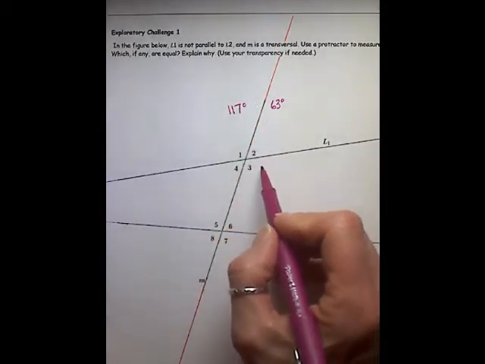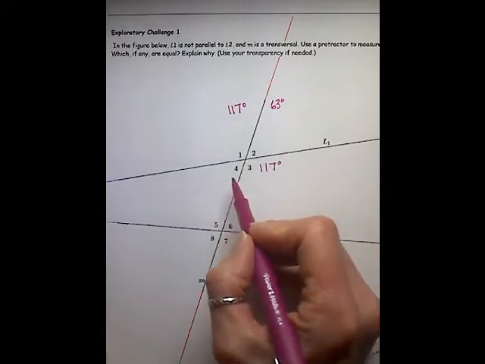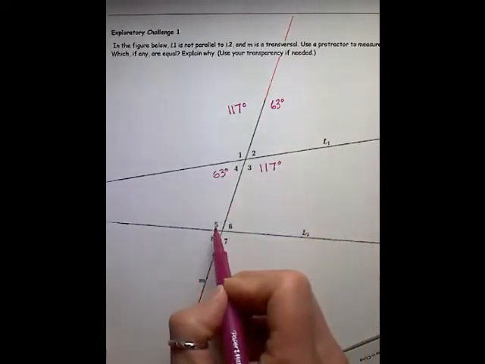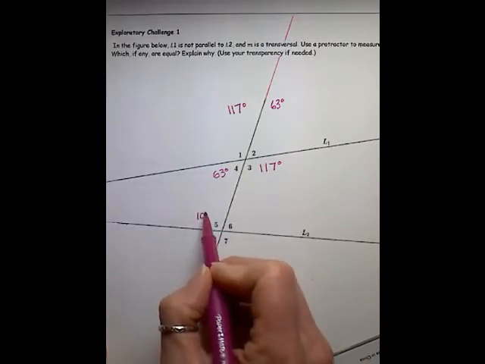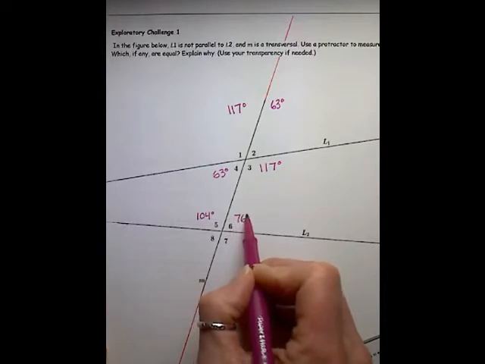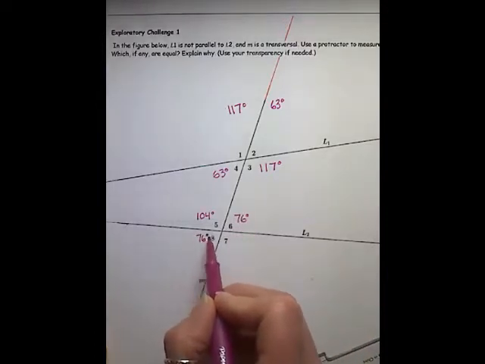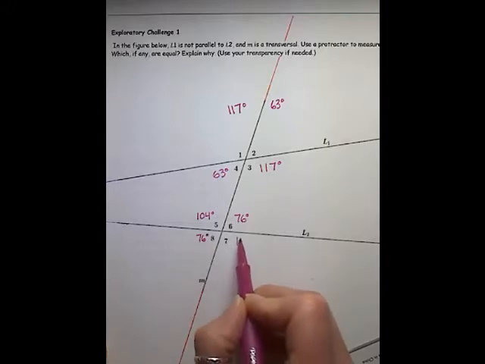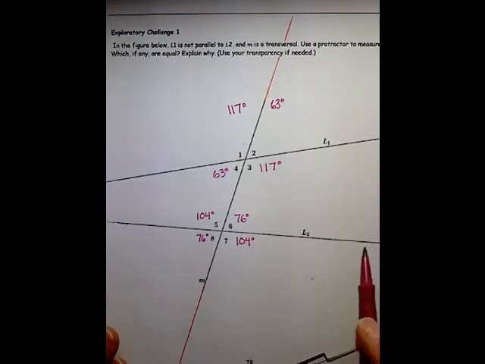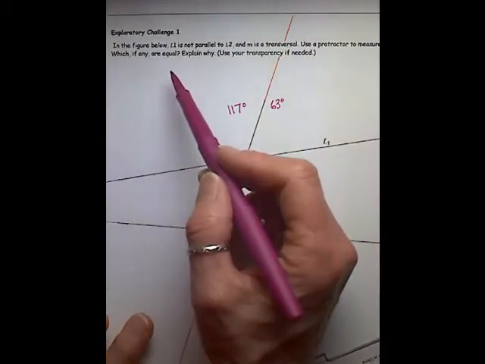So you've had time to measure them. We've got 117 degrees for angle 3, 63 degrees for angle 4. Angle 5 is 104 degrees. Angle 6, 76 degrees. Angle 8, 76 degrees. And angle 7, 104 degrees. Which, if any, are equal in measure?